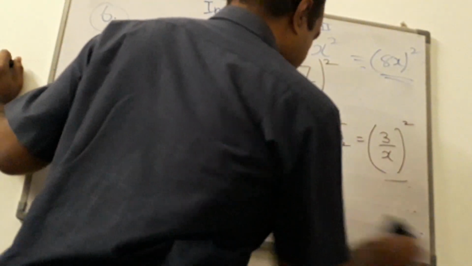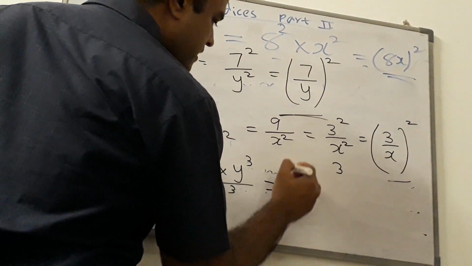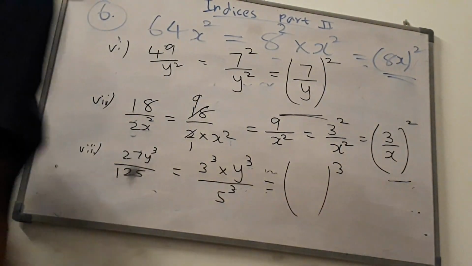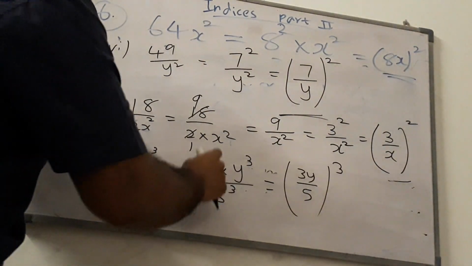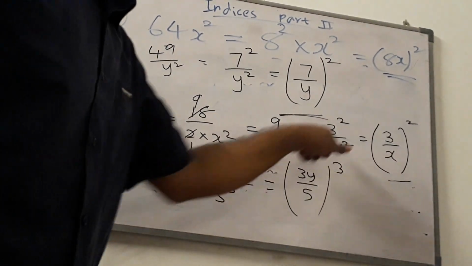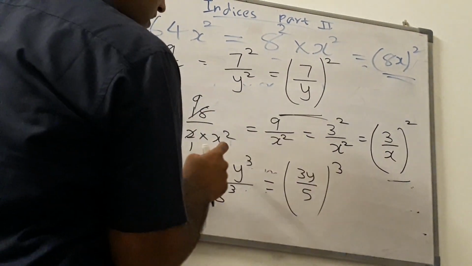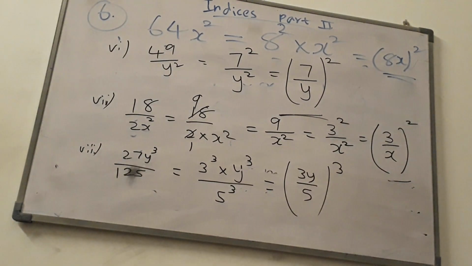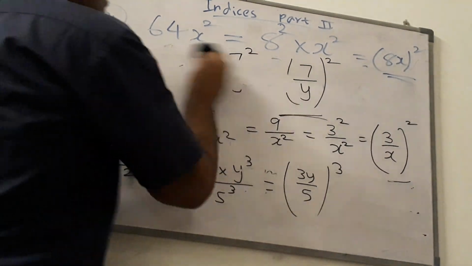Now I am going to take the cube, or the power 3, outside, and inside I am going to write 3 times y, 3y, over 5. And this cube is common to both 3y and 5. So 3y divided by 5 all together to the power 3, where the power 3 is common to 3y and 5. Understood? We will go to the next part now.